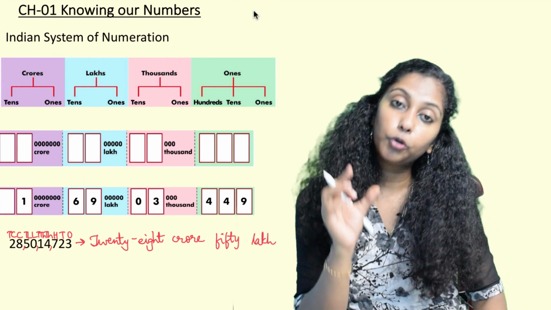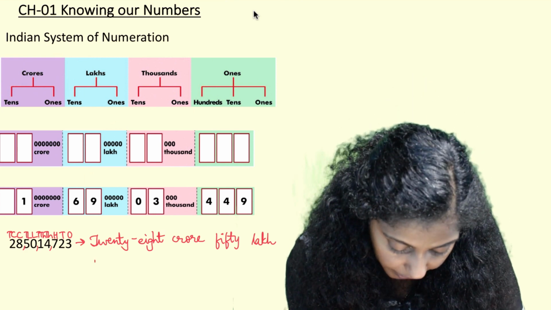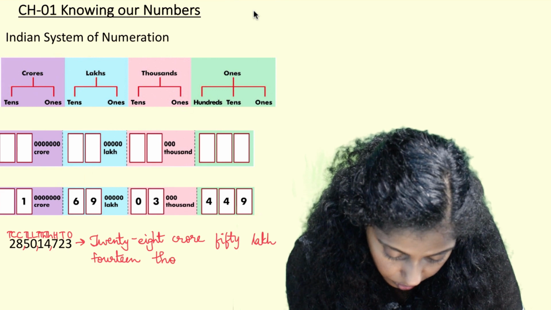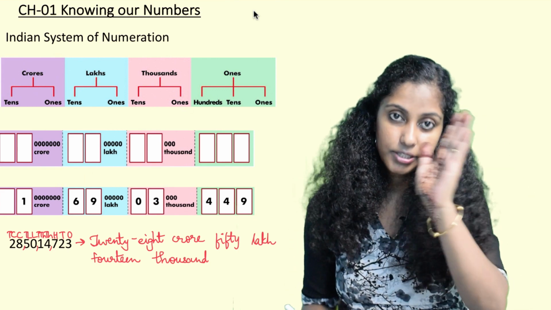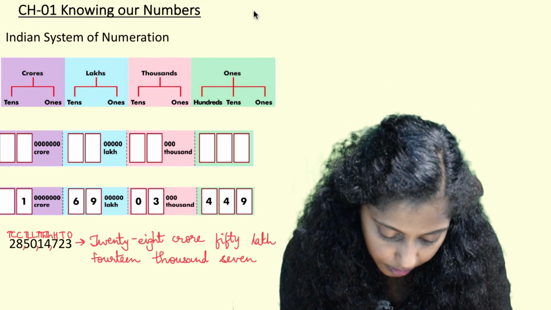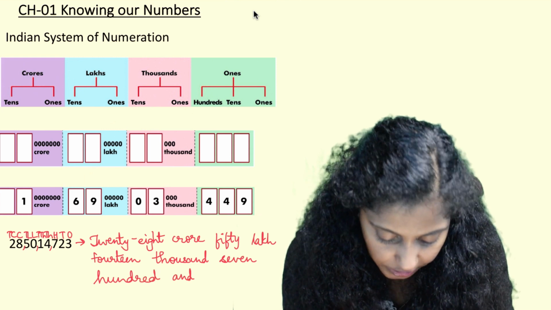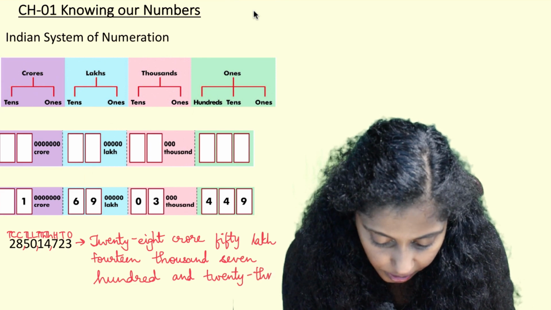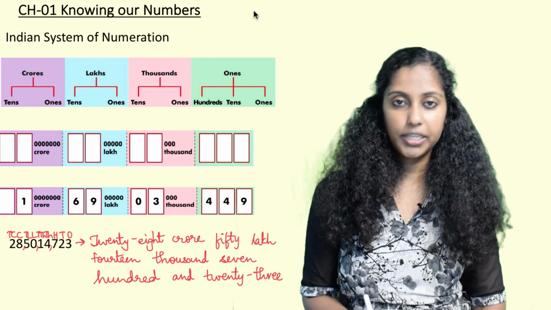And then in the group of thousands we have tens and ones, 1 and 4, so 14, and we write it as 14,000. And ultimately in the group of ones we have hundreds, tens and ones, so here we have 723. This is how we place commas in the Indian system of numeration, and we read and write numbers.